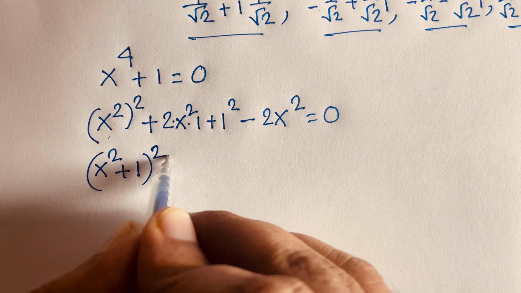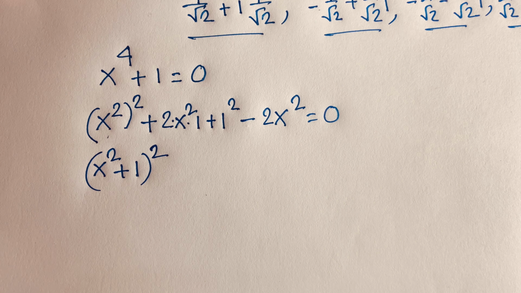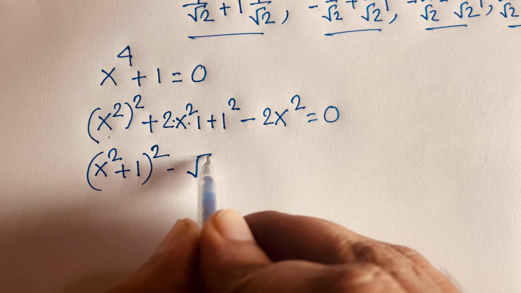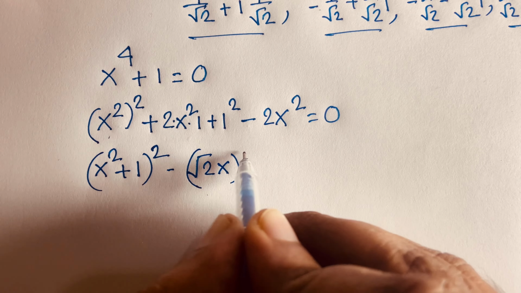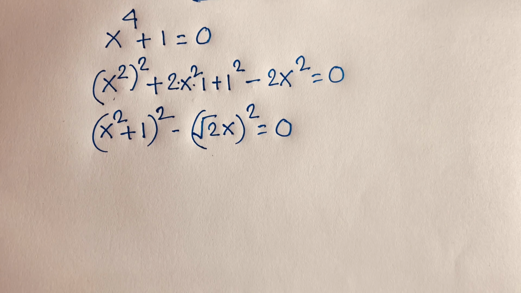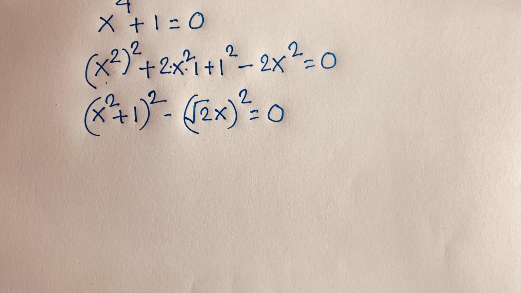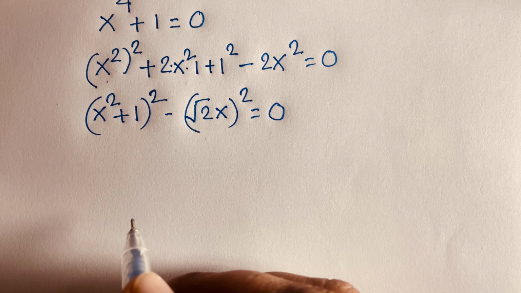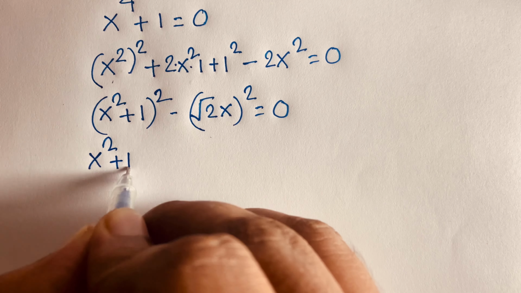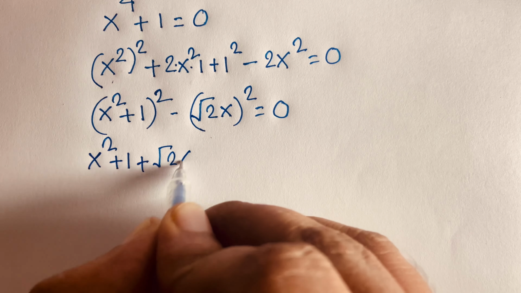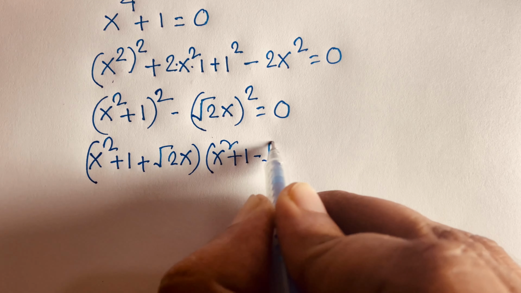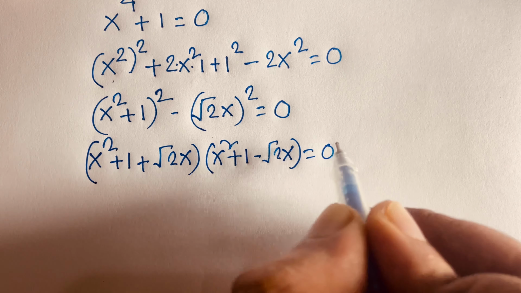We know that (a + b)² = a² + 2ab + b², and then it will be 2x², so I can say (√2 x)² is equal to 0. Then we know that a² − b² = (a + b)(a − b). According to these rules, I can say here is (x² + 1 + √2 x)(x² + 1 − √2 x) is equal to 0.